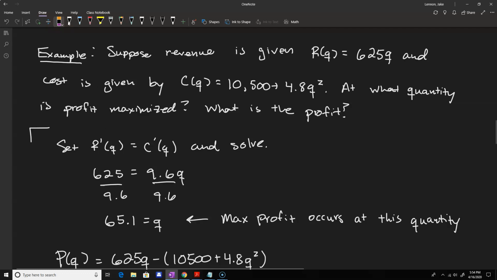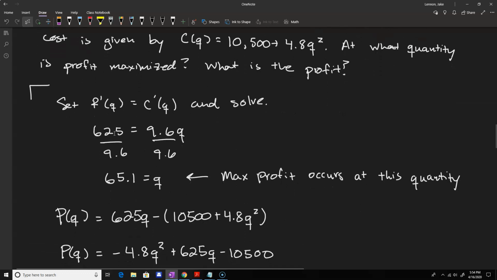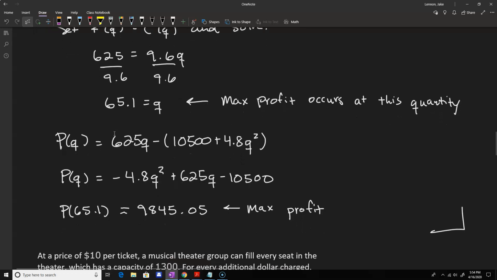So to figure out what that actual profit is, what we want to do is figure out our profit function and then plug that in. So P of Q is just the original revenue, 625Q, minus the cost function, 10,500 plus 4.8 Q squared. Again, that needs to be put in parentheses, and then we can go ahead and distribute the negative sign, so we get the profit function, and then plug in the critical value, 65.1, and we get our maximum profit of 9,845.05.